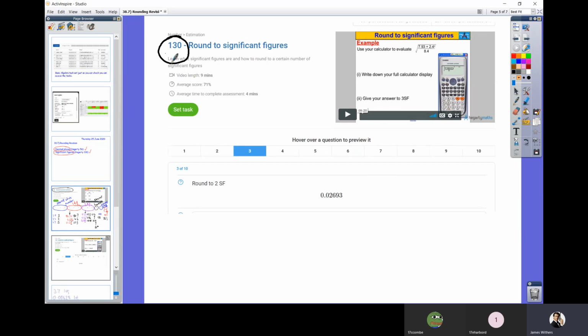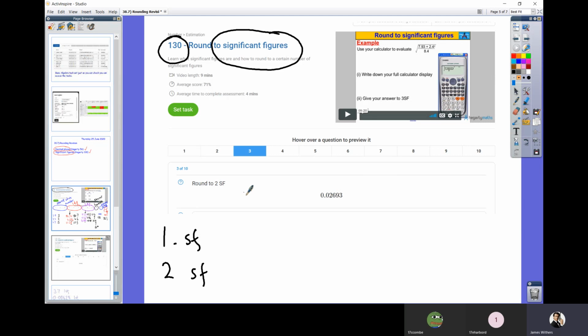Now this is when we round to significant figures. And remember what this means. If you're rounding to 1 significant figure, then you're only allowed to have 1 number that's not a 0. 2 significant figures, you're allowed 2 numbers that are not noughts.